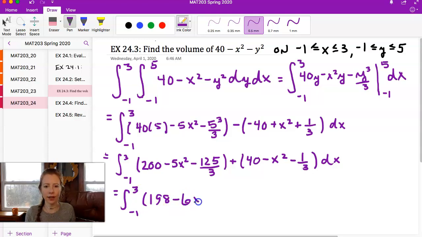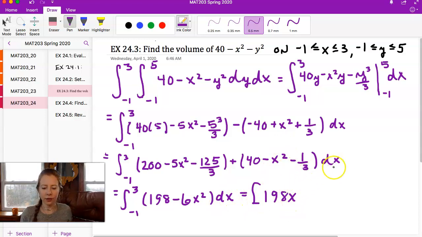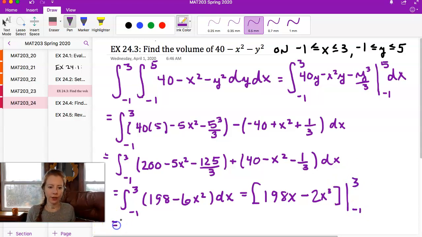minus 6x squared dx, which is going to be equal to 198x, since we're just integrating for dx here, minus, so it's going to be 6x cubed over 3, which gives us 2x cubed. And we're going to evaluate from -1 to 3. And so we're almost there.